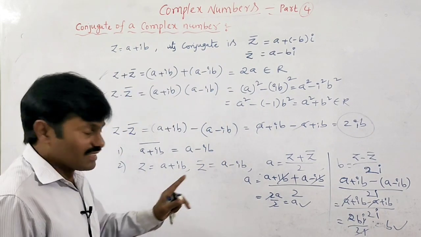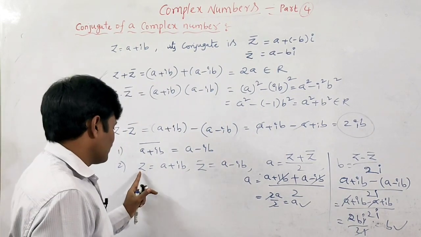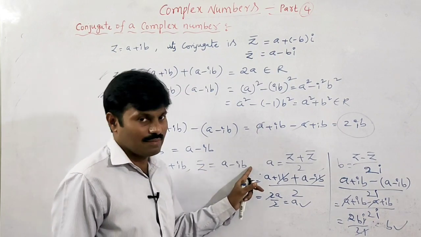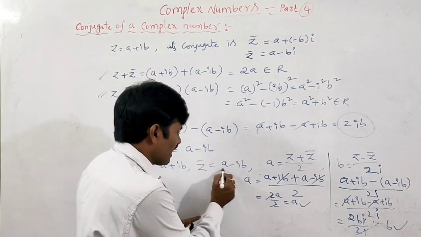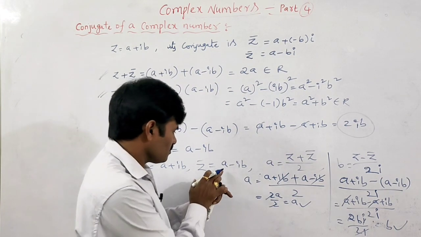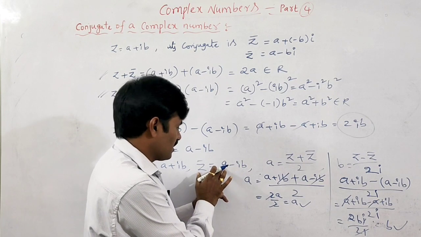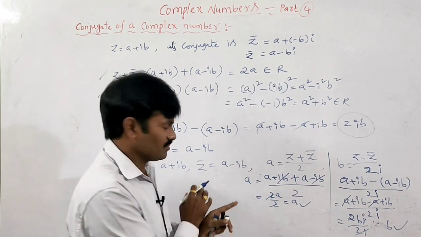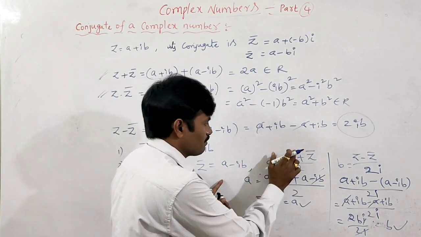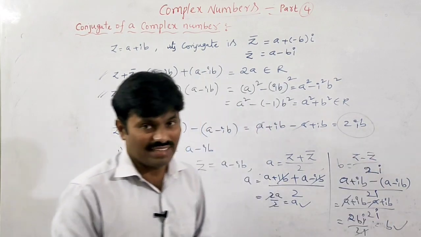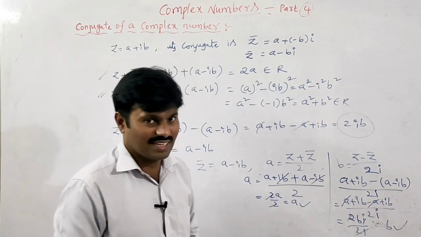So finally, if z is equal to a plus ib, then its conjugate z bar is equal to a minus ib. In this, a is the real part and ib is the imaginary part, where a, b are real numbers. So a can be expressed as (z plus z bar) by 2, and b can be expressed as (z minus z bar) by 2i. Okay, clear beta?